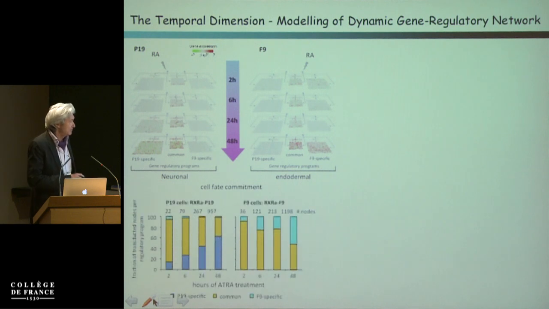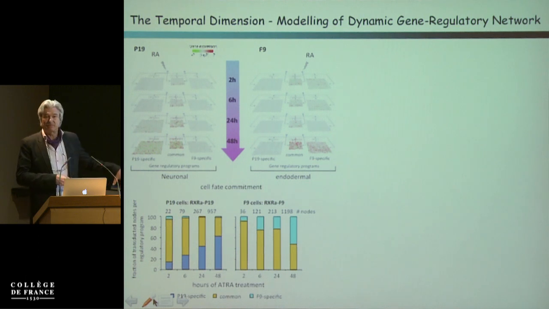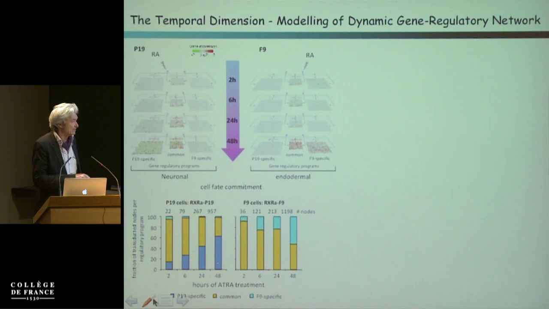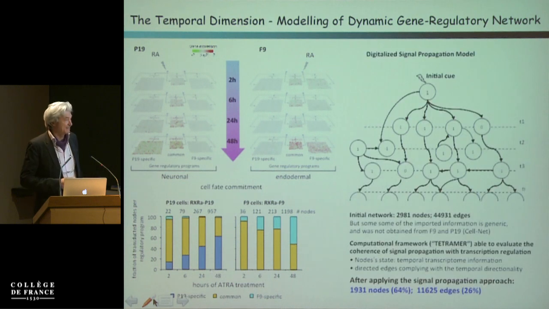And indeed, what you can see when you list all of those is that in the P19 cells, for example, the common regulatory pathways initially make a large portion at time point 2, but over time, the common pathway decreases in prevalence, and the F9 or P19 specific programs increase in significance. So these are the blue ones. This makes sense. You use a common system, and then you specify over time this specific system.